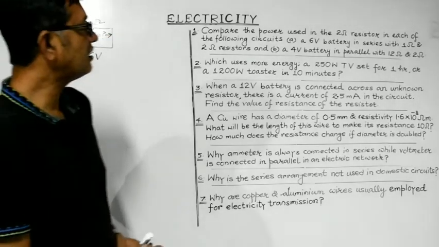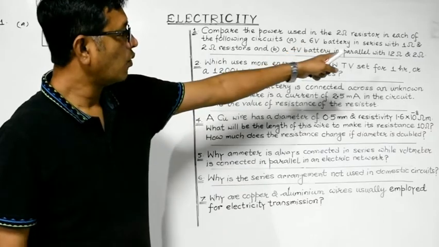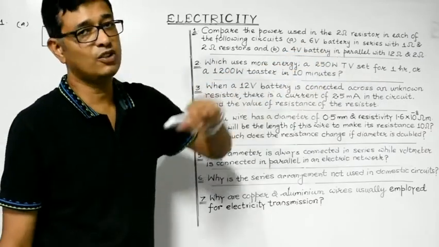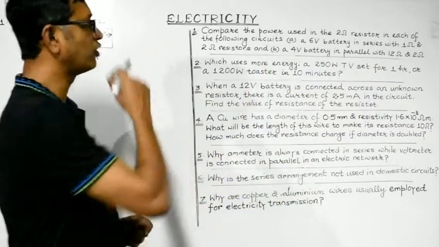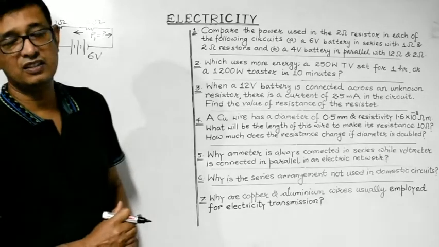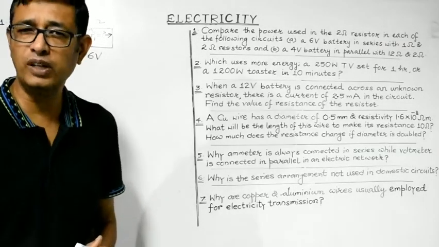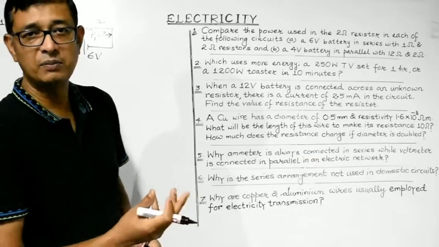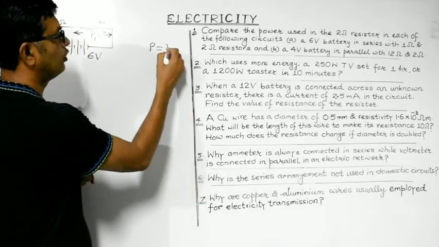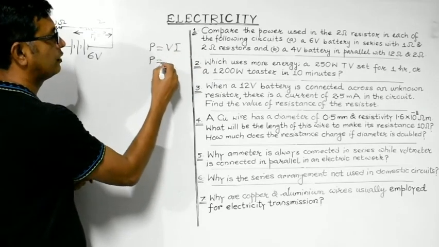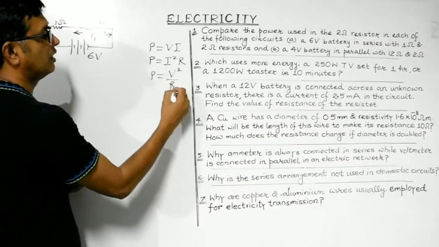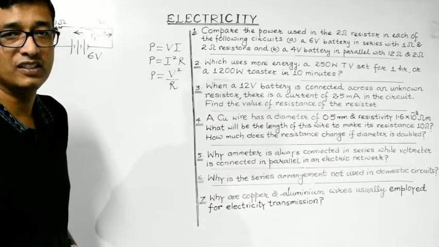And in the second case, a 4 volt battery in parallel with 12 ohm and 2 ohm. That we'll discuss later. Let's consider the first part. Let's find out the power. Power, students, you are aware, it has got 3 formulas, right? Each one can be derived from the other. P equals VI, these are the formulas. P is equal to VI, P is equal to I square R, P is equal to V square by R. Right? These are the 3 formulas.